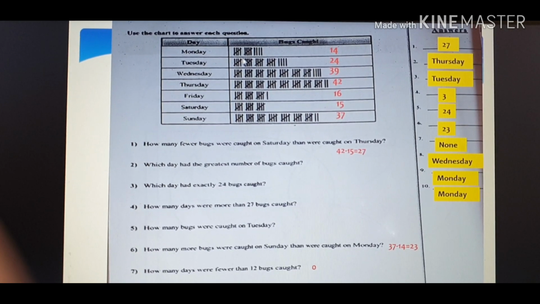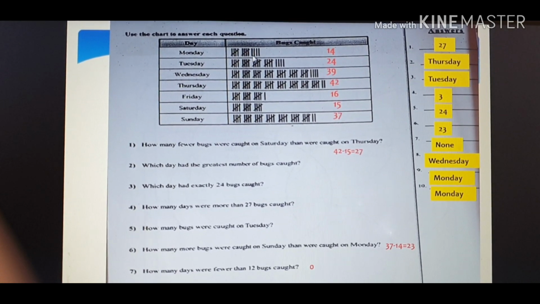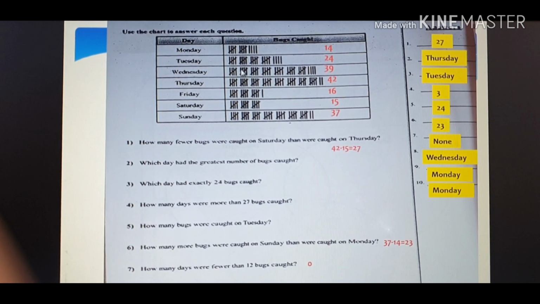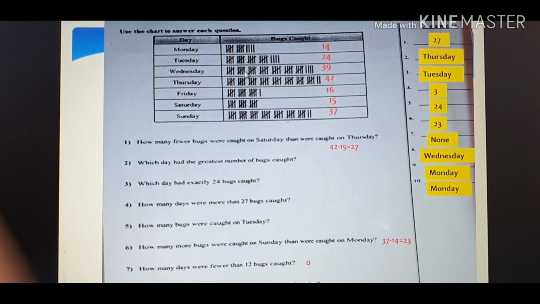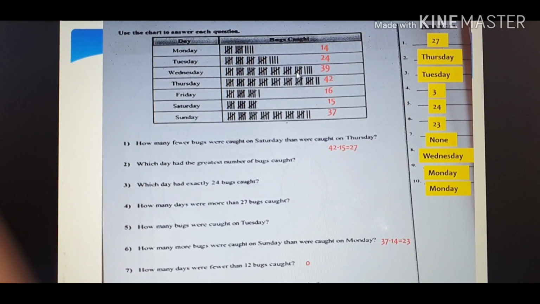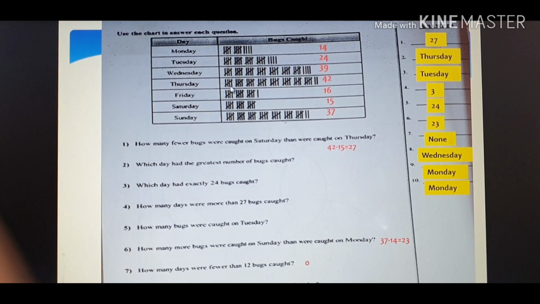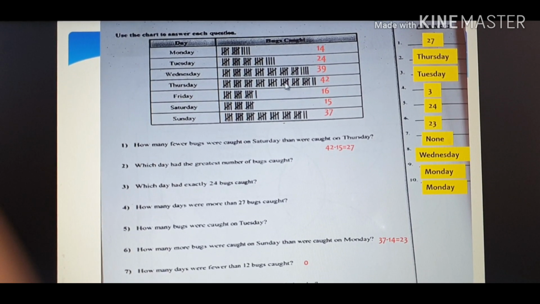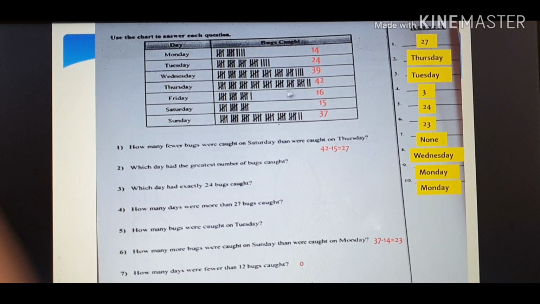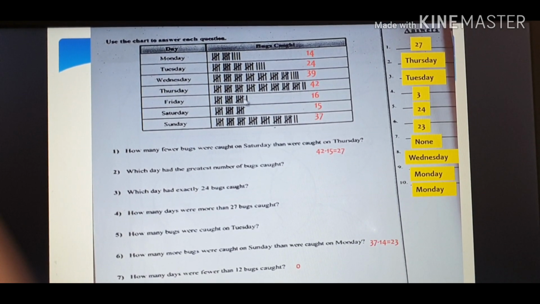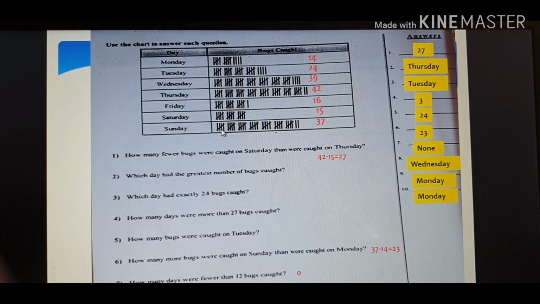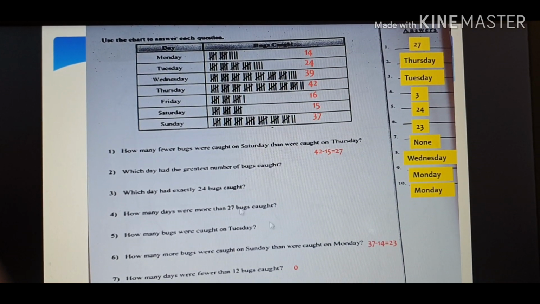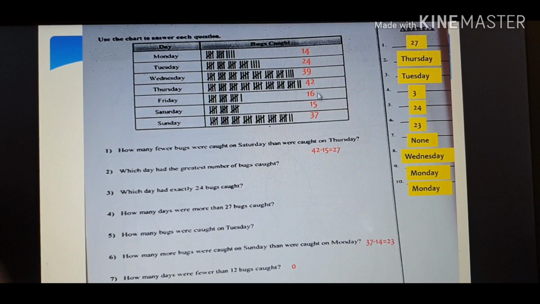The first one, Monday, I have 5, 10, 14. Tuesday, 10, 20, 24. Wednesday, 10, 20, 30, 35, 39. Thursday, 10, 20, 30, 40, 42. Friday, 10, 15, 16. Saturday, 10, 15. Sunday, 10, 20, 30, 35, 37. Now I have all the numbers, I can answer the questions.